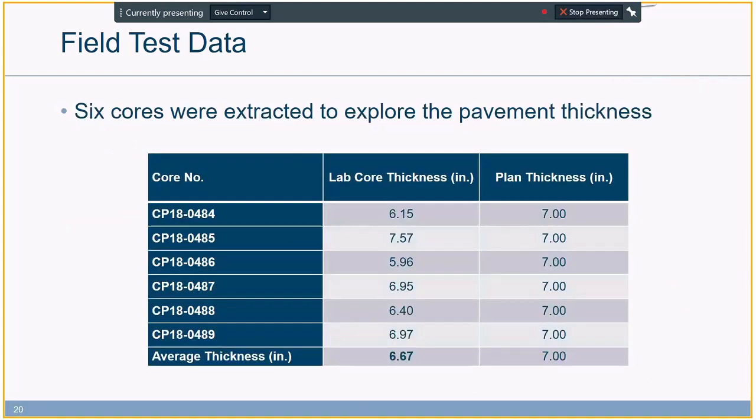A few days after construction, cores were extracted by MnDOT to control the concrete thickness. The desired thickness was 7 inches, and the average thickness based on the core data was 6.7 inches, slightly less than the design value.